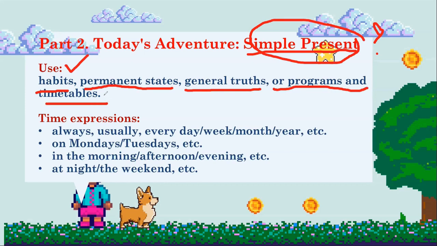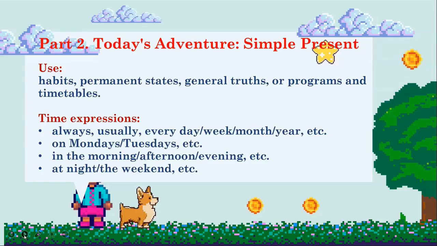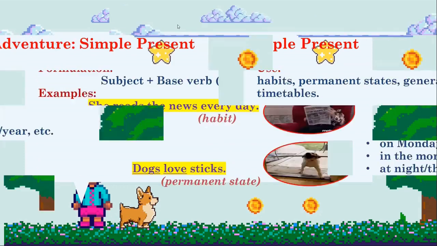Here are some commonly used phrases, or examples of words, which we can use with this tense. Maybe always, usually, every day, every week, every month, every year, or on Mondays, on Tuesdays, in the morning, in the afternoon, in the evening, or at night, or at the weekend. Now let's move to the next one.